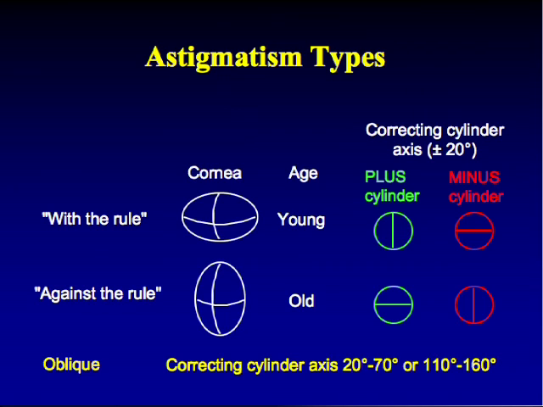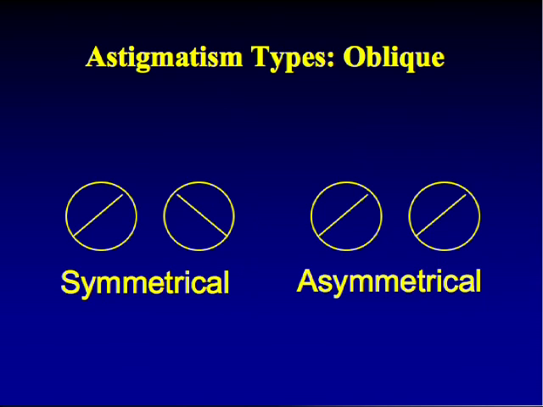So if you just say with the rule astigmatism, then everybody knows that that means that the cornea is steeper this way. Tends to be true more in younger patients that you have with the rule astigmatism, probably because their corneas are more pliable, plus their eyelids are more elastic, so that's going to push on the tops and bottoms and cause the middle to bow out. Older patients tend to develop against the rule astigmatism. If the axis of correcting cylinder is not within 20 degrees of the vertical or horizontal, then it's oblique astigmatism instead of plus or minus. And then it can be symmetrical or asymmetrical, depending on the orientation of oblique astigmatism.